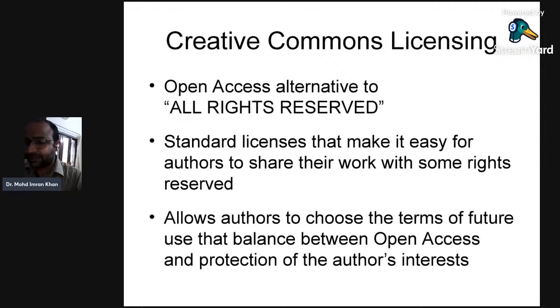So open access is an alternative to all rights reserved. There is a standard license that makes it easy for authors to share their works with some rights reserved. So these are standard licenses. I will show you the licenses also, and through them authors can share their work while restricting certain rights to themselves, and allowing all the rights to others.